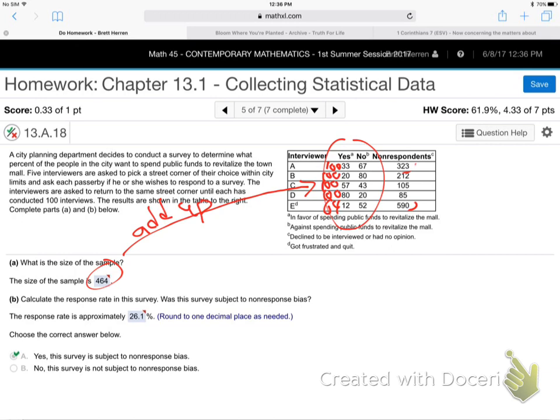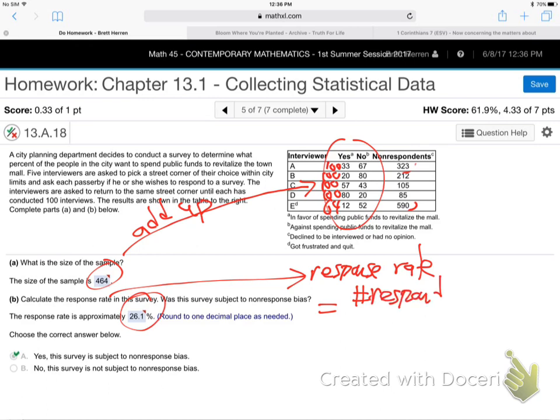Thanks. All right, so 464 total sample size. So coming on down here. Calculate the response rate. Now, that's on your sheet. Let me tell you what that is. Good thing to put in your card. Response rate is number. What is it? Number that respond. That's what it is. Number that respond over total asked.